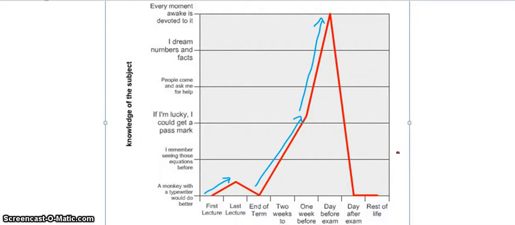So anywhere I said you go up is where the function is increasing. So for example, from the first lecture to the last lecture, your knowledge is increasing because you are learning more and more. Or from the end of term to the exam, you're going to learn more and more and more because you're going to be studying for that exam.